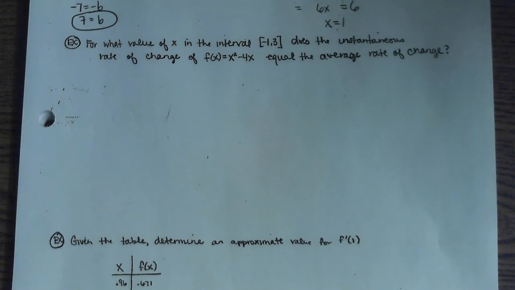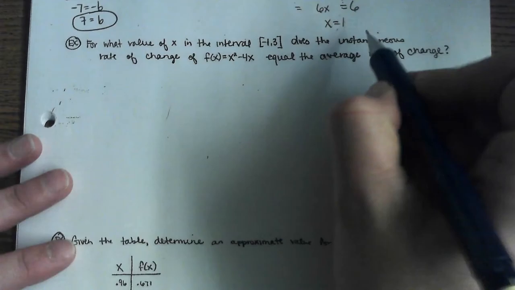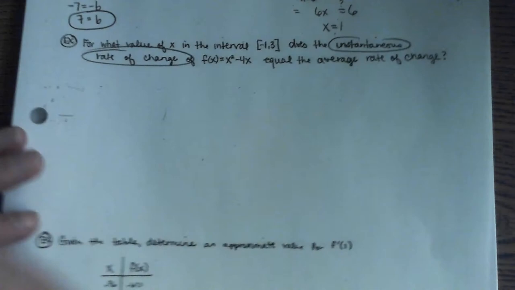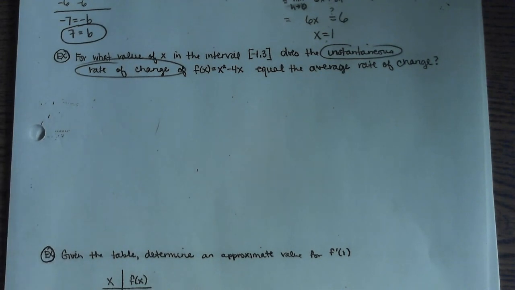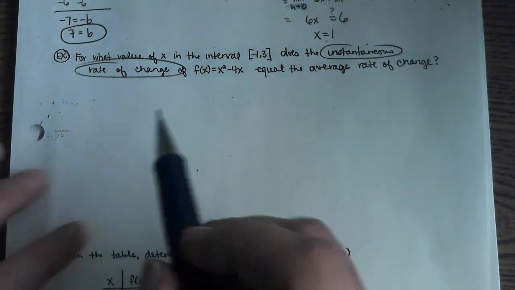All right, so for what value of x in the interval from negative 1 to 3 does the instantaneous rate of change... Now, instantaneous rate of change means derivative or slope. So does the function have a slope equal to the average rate of change in that interval? Okay, so here's the general concept here.